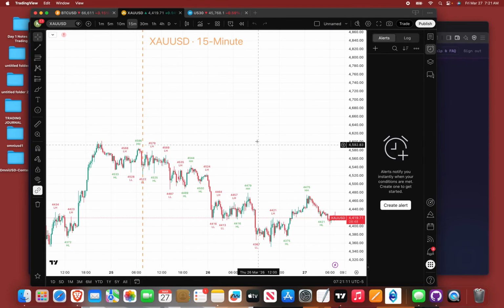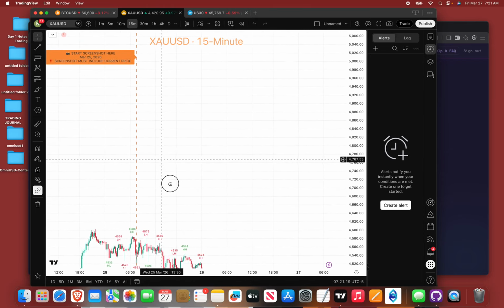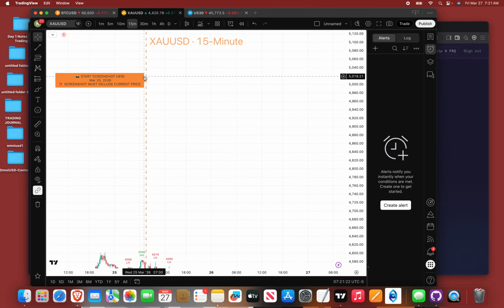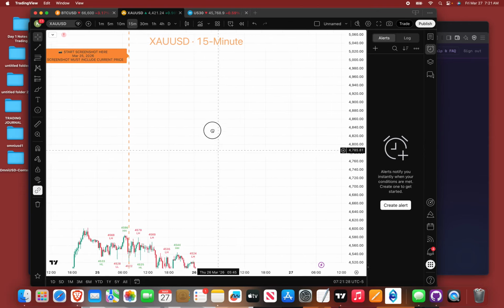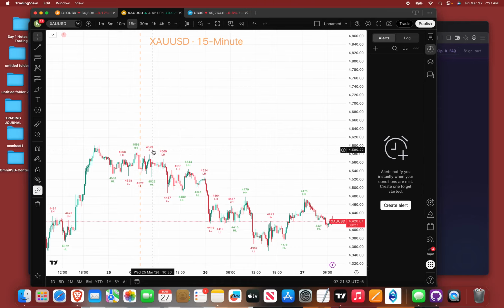All right, again, what we got here is an indicator that I created called omniusd, where it shows you exactly where to do your screenshots. You start your screenshot right here, and you end it over here showing the current price. And it has the instrument and the time frame. This indicator also gives you the lower highs, higher lows, lower lows, and higher highs. So it's all in one.